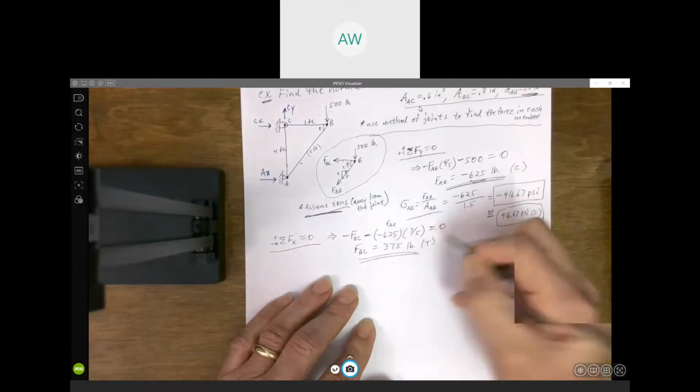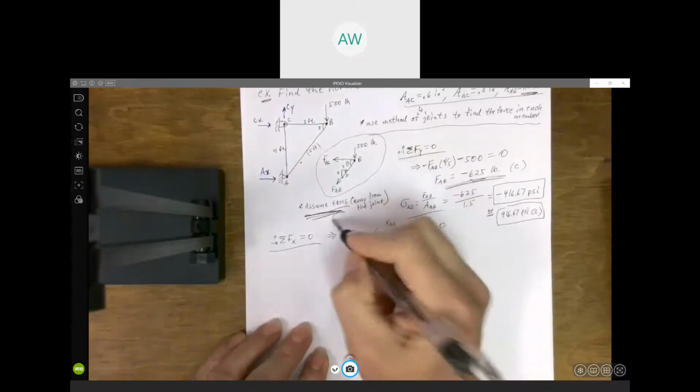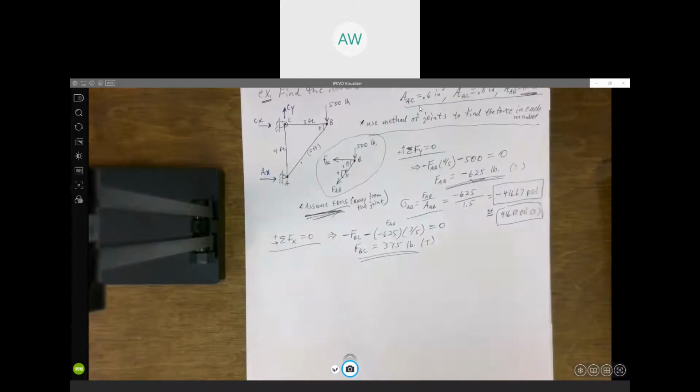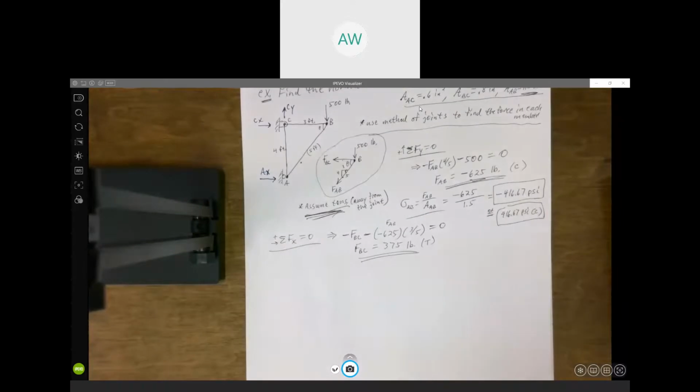Since it's positive, that means it's in tension. I know it's in tension because I assumed tension to begin with. If you don't assume tension, your answer coming out plus or minus won't correspond to positive tension, negative compression. Just be aware of that.